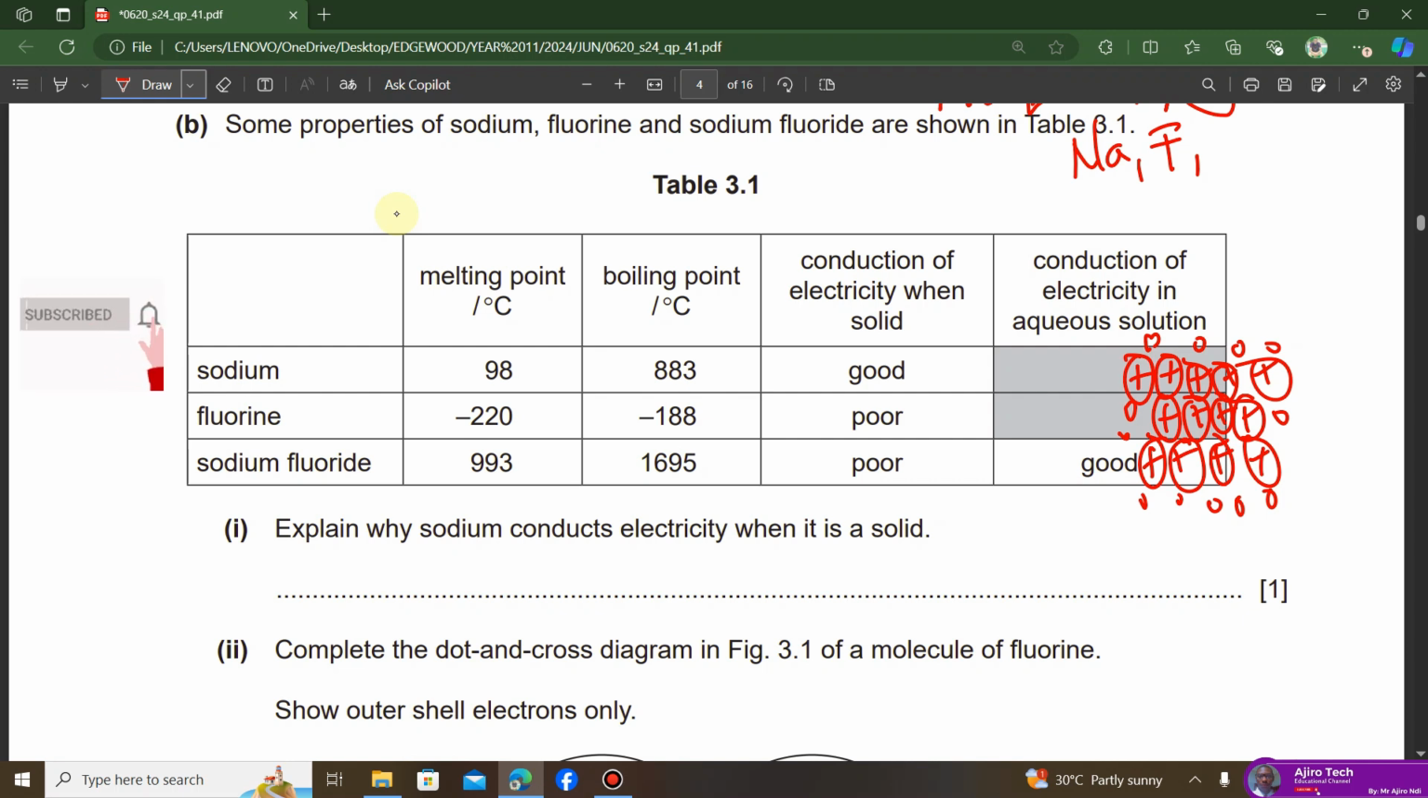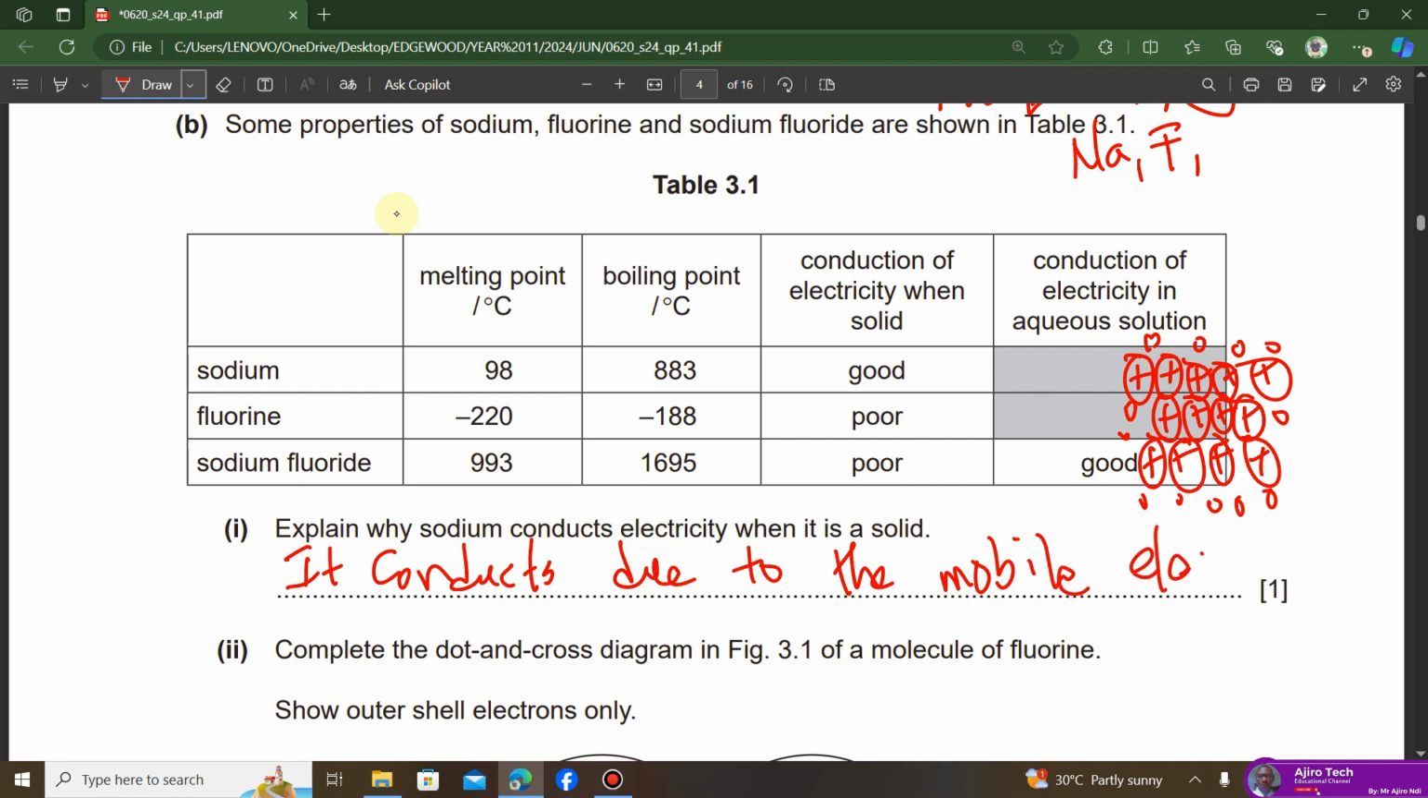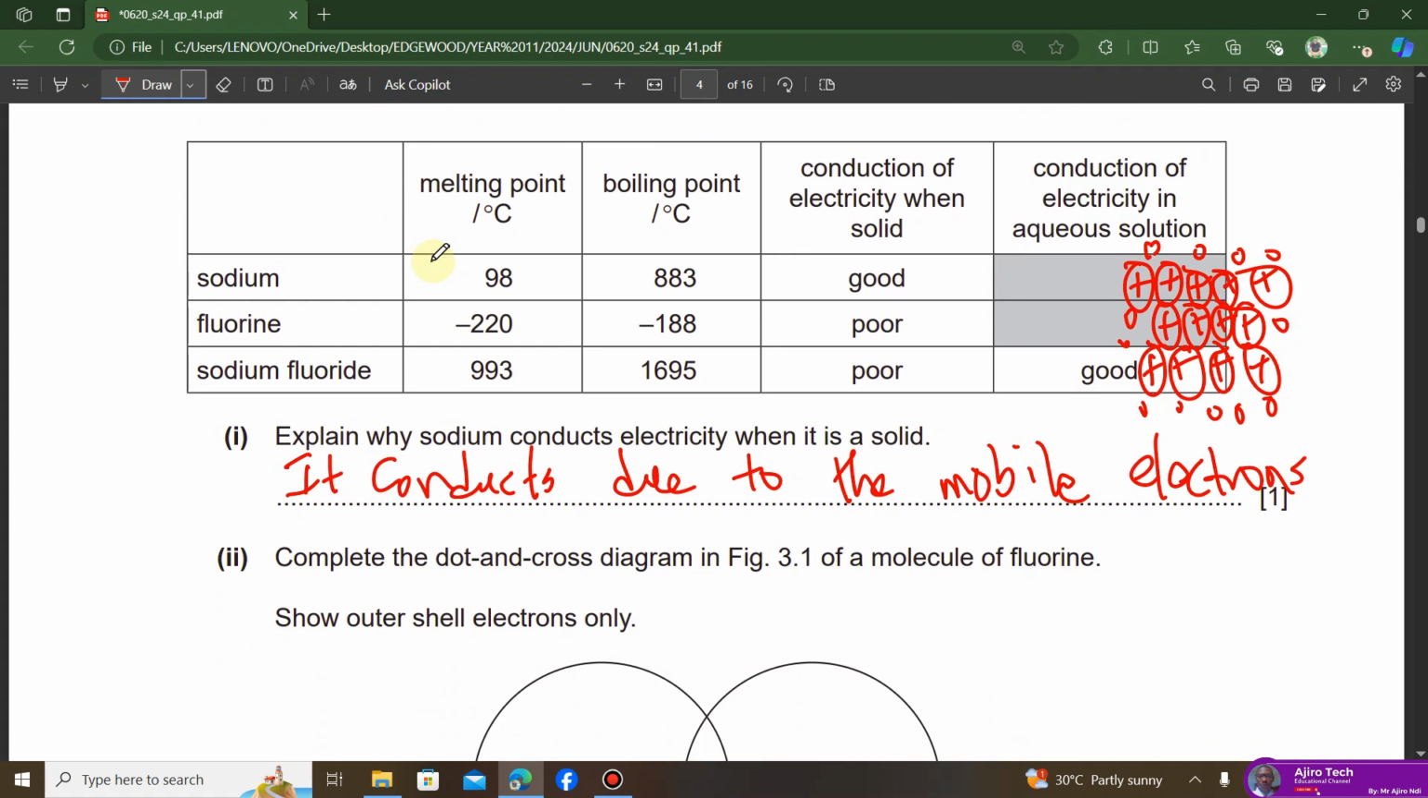Okay, so sodium is a metal. It conducts electricity when it's a solid due to the mobile electrons. So either we say mobile or we say delocalized. So the electrons are moving, and therefore it enables the conduction of electricity.